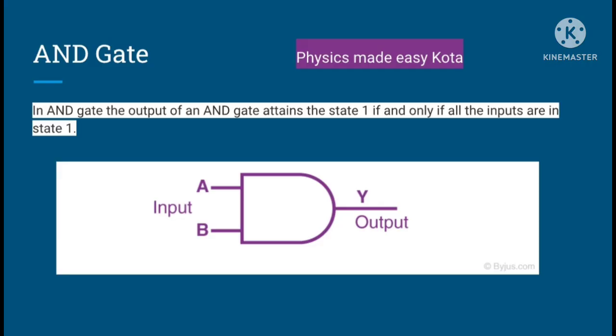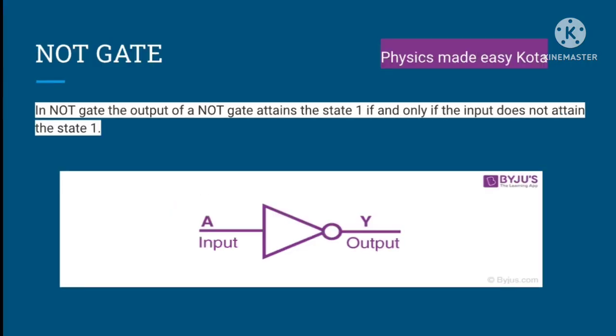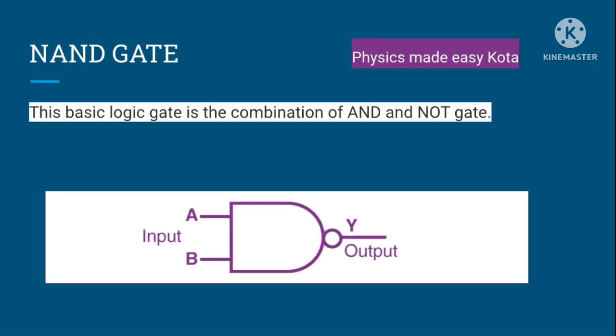An AND gate has two or more inputs with one output, such that the output is available only when all the inputs are available, which means the output is in state 1 if all the inputs are in state 1. Next one is the NOT gate. The NOT gate has only one input and the input is inverted to give one output, so we get the inverted answer as the output. The next one is the NAND gate. In this logic gate, the output of the AND gate is given to the input of the NOT gate, and the NAND gate is basically the combination of the AND and NOT gate.